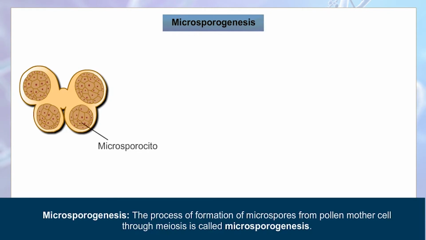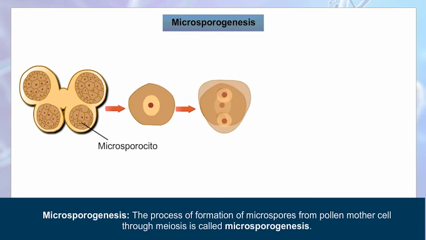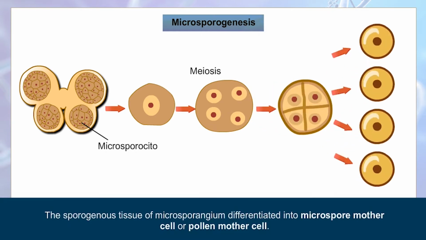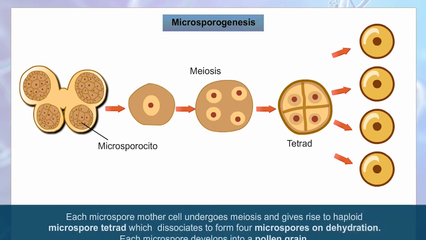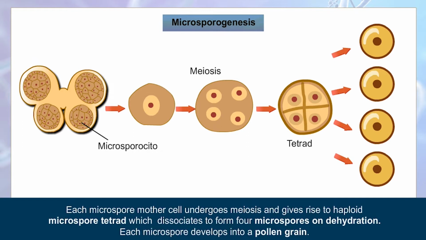Microsporogenesis. The process of formation of microspores from pollen mother cell through meiosis is called microsporogenesis. The sporogenous tissue of microsporangium is differentiated into microspore mother cell or pollen mother cell. Each microspore mother cell undergoes meiosis and gives rise to a haploid microspore tetrad, which dissociates to form 4 microspores on dehydration. Each microspore develops into a pollen grain.